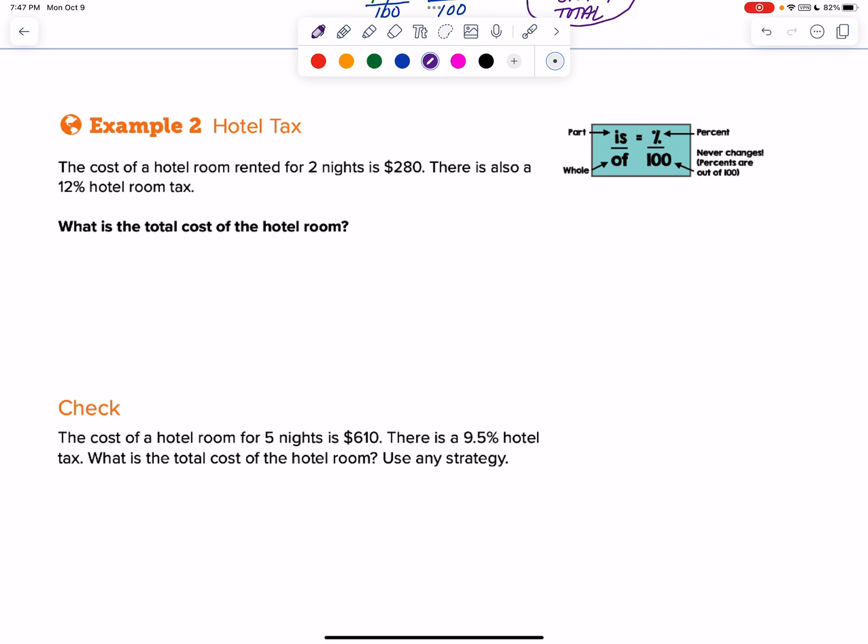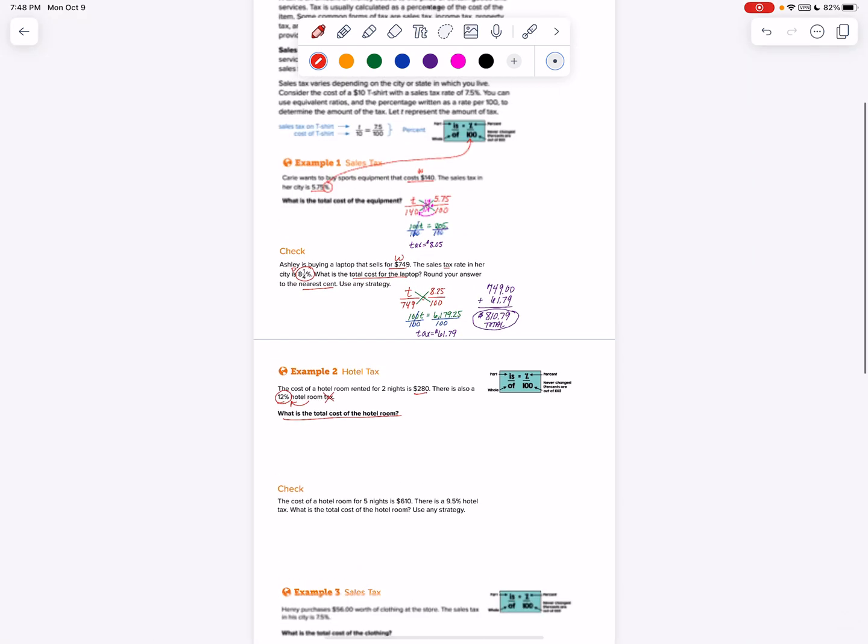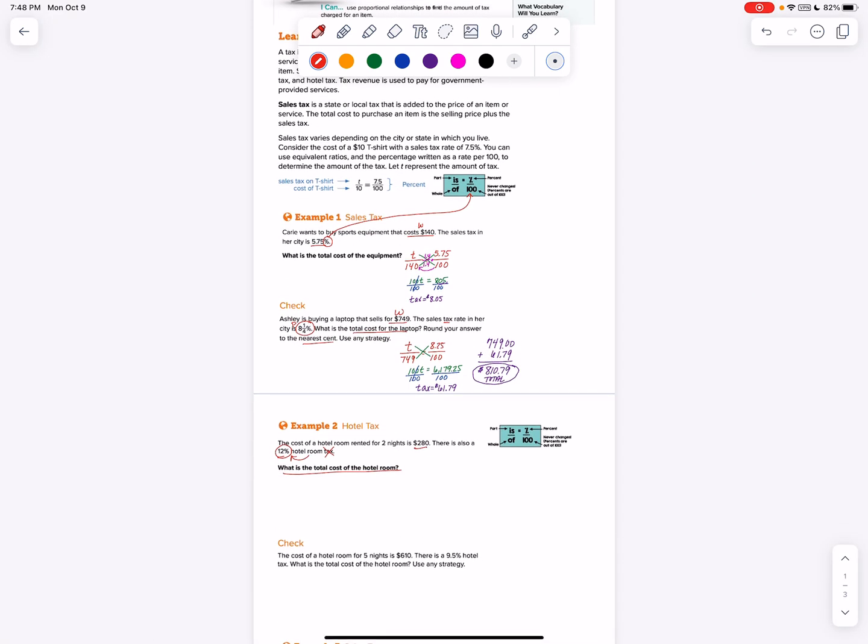All right, ready? Example 2, hotel tax. Let's go ahead and do this. The cost of a hotel room rented for 2 nights is this. Notice it's not for 1 night, and they're asking us to double it. It actually is the cost of 2 nights. And then there's a 12% room tax, okay? So again, don't get confused by that word tax. This is the percentage, okay? We're looking for the actual tax as a money amount. So that's the only way I could see you getting a little misconception in your head. They want to know what is the total cost of the hotel room for that, okay?